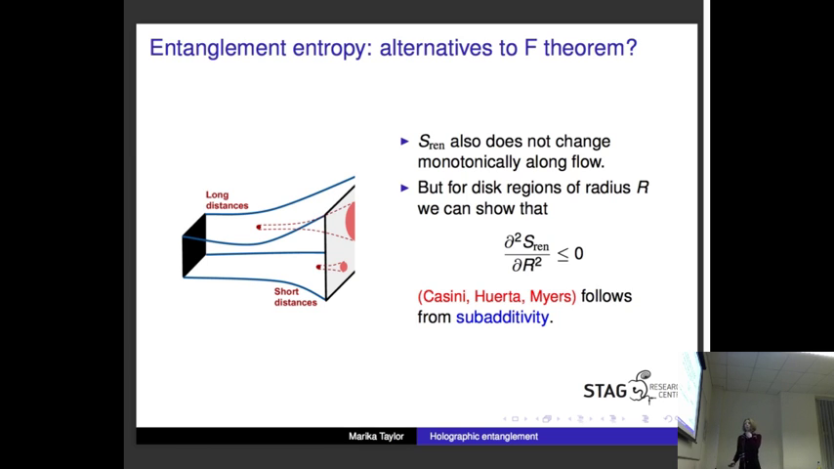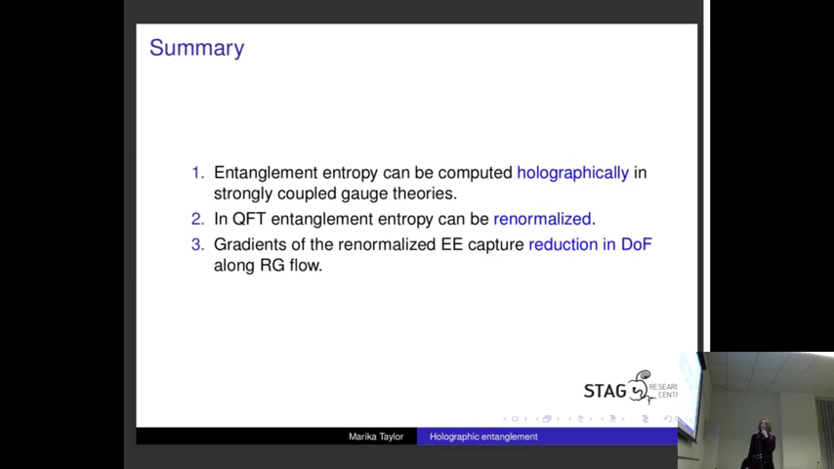But there is something which is changing monotonically. So if you take a disk region of radius r and take two derivatives of it, that's something which is monotonic. And that's related to this additivity property of entanglement entropy I mentioned at the very beginning. So that sort of suggests that maybe the F quantity wasn't the best measure of the degrees of freedom. Maybe we really should be looking at the entanglement entropy and just taking derivatives of it. Maybe that's the best quantity to be looking at.